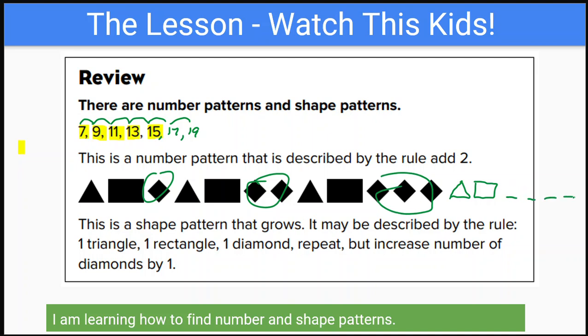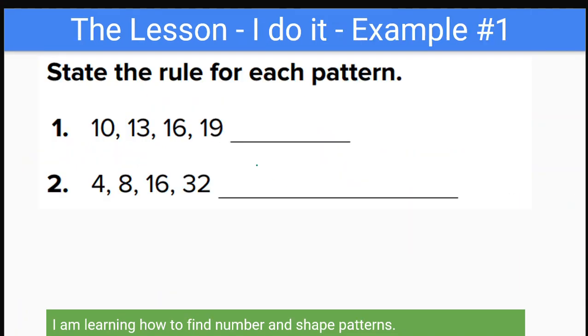1, 2, 3, 4. I'm not going to draw them. Okay, kids, a lot of kids will say this isn't a square, but it is. All 4 sides are the same, but it's just tilted sideways, right? So this is a shape pattern, and it grows. It helps to read it out loud. They call it a diamond right here. It's a square, okay? But it increases by 1 each time. Kids, right now you're learning how to find number and shape patterns. Let's take a look at another example.